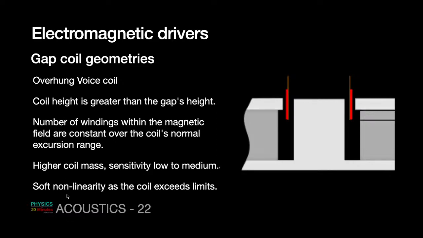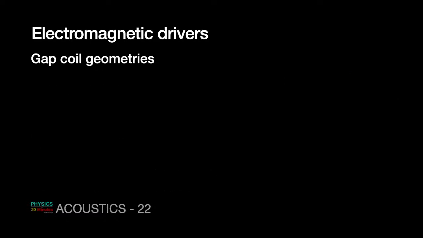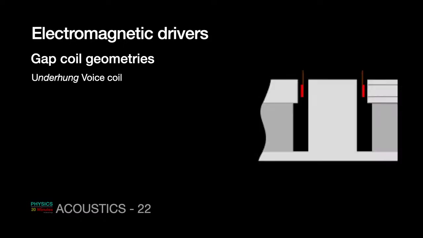This kind of coil has a higher coil mass, and sensitivity is low to medium. This coil has a large width, and because of the large width, the mass is high. They can drive low frequency diaphragms nicely, but not high frequency ones. Typically, such speakers are large in size and cater to the lower frequency range. What happens if you are targeting the high frequency range? Then we typically use a smaller coil of small thickness.